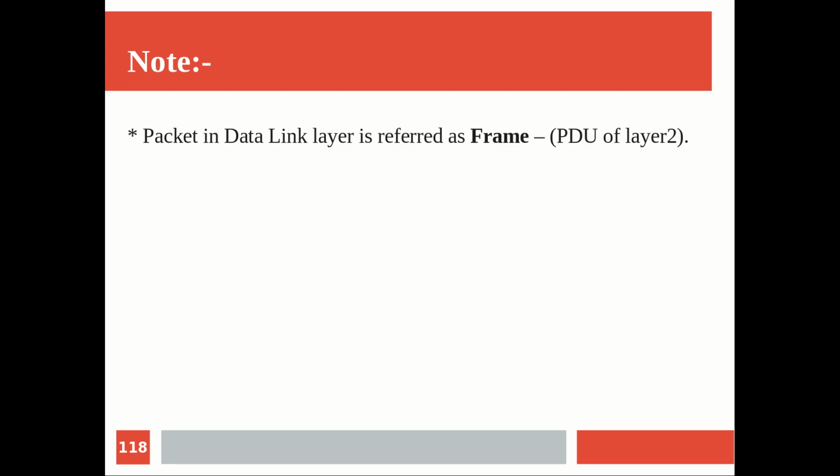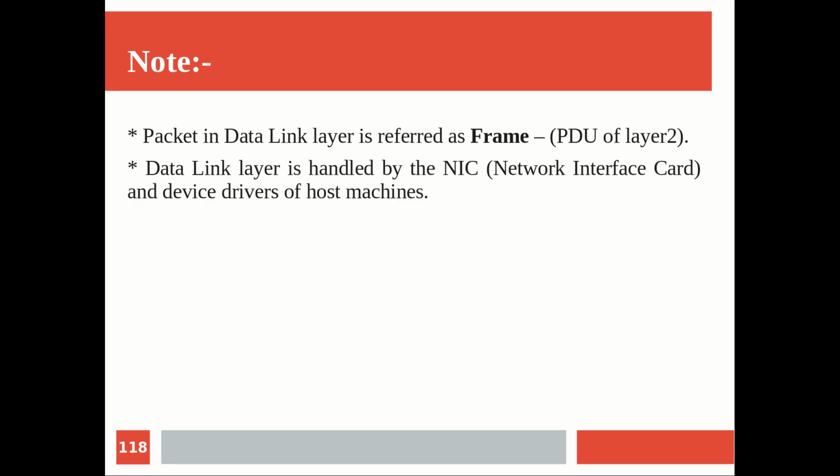Similarly, something you can remember from the data link layer: the packet in the data link layer is referred to as a frame. Packet is a general terminology; the protocol data unit of layer 2 is the frame, the basic unit of communication at the data link layer. The data link layer is handled by the network interface card and device drivers of the host machine, so they directly deal with the network interface card and the device drivers, and the actual coding comes as part of the OS only.